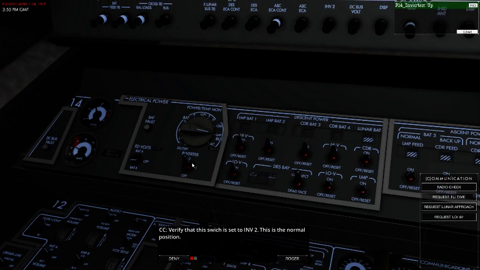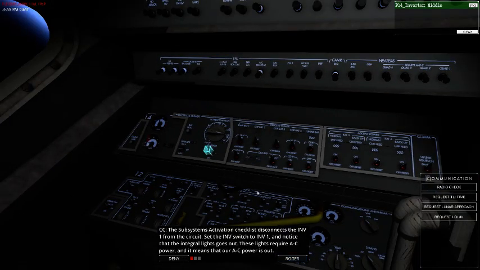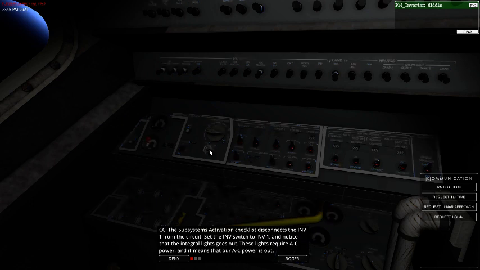Yes, it's there. There we are. Yep, got it. Right. So the subsystem's activation checklist disconnects the INV1 from the circuit. Set the INV switch to INV1 and notice the integral lights go out, which we've just done. These lights require AC power. It means that our AC power is out.